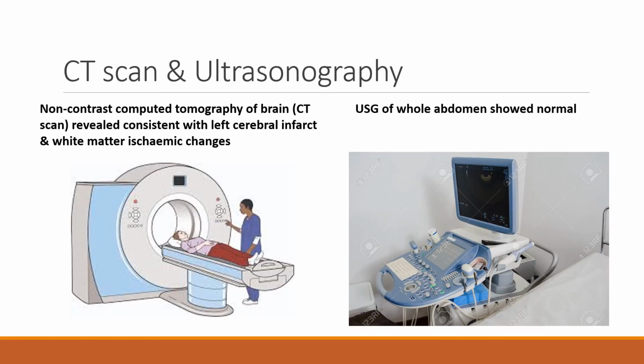After those investigations about the polycythemia rubra vera, the patient was then advised to do image acquisition. She then did a non-contrast CT of the brain, which revealed findings consistent with left cerebral infarct and right white matter ischemic changes. The ultrasonography of the whole abdomen was normal in her case.